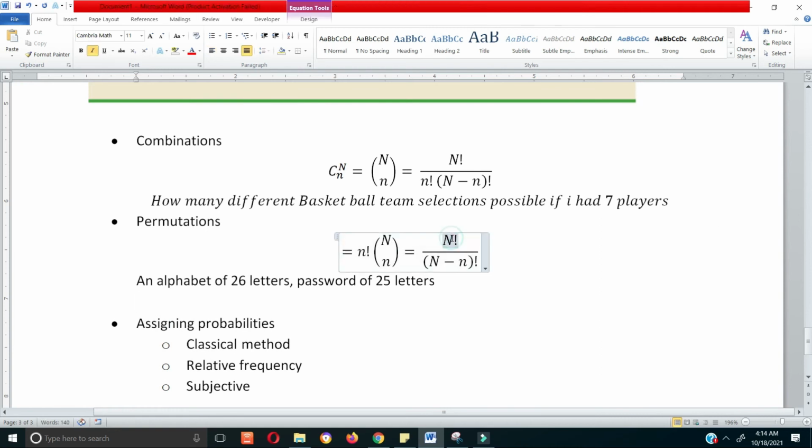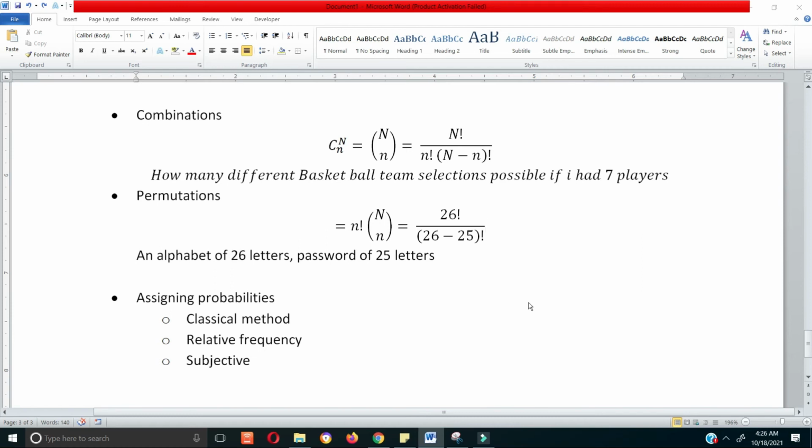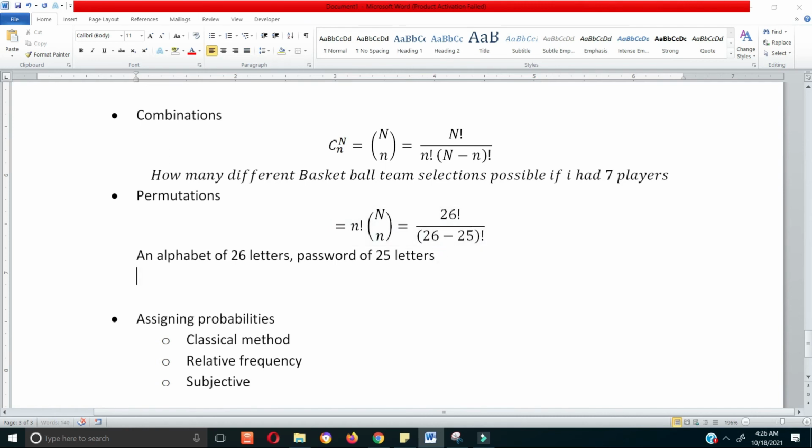So you need a password of 25 letters. So 26 minus 25 is 1 factorial, which is still 1. So 1 factorial is actually still 1. So that leaves you 26 factorial possible permutations.